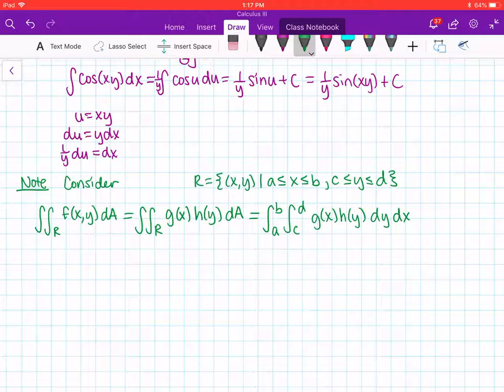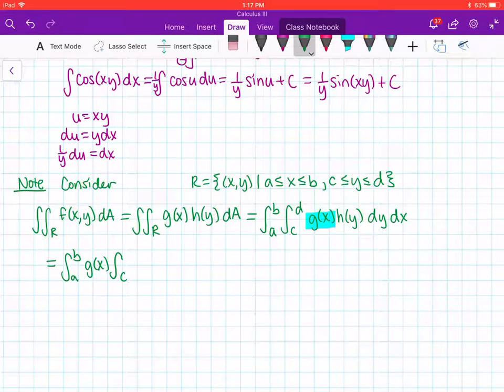Now, the function g of x has nothing to do with y's. There's no y's in it at all. So we can take it out of that integral because it's more or less a coefficient for that integral.